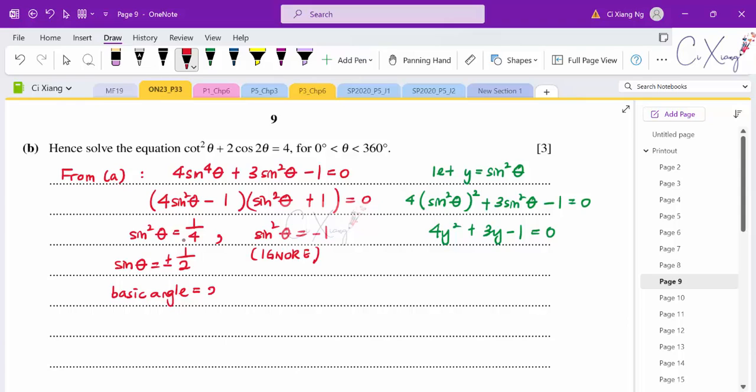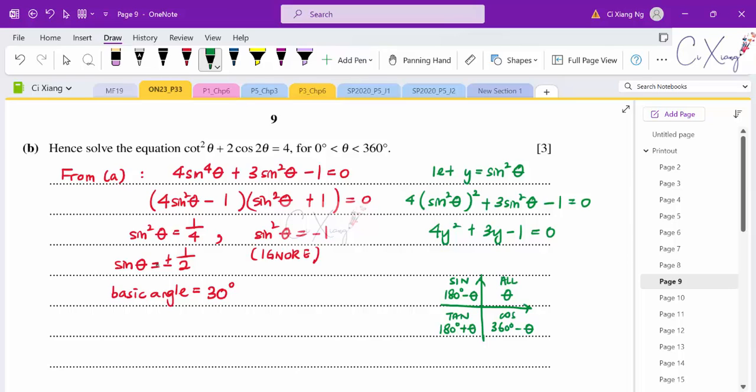So the basic angle for sine half is 30 degrees. If you have looked at the data here, it is stated from 0 until 360. That means you have to go through the 4 quadrants. The first quadrant is everything positive, second quadrant sine positive, third quadrant tangent positive, fourth quadrant cos positive. So to get the answer from the quadrants, first quadrant is the basic angle, second quadrant is 180 minus basic angle, third quadrant 180 plus basic angle, fourth quadrant is 360 minus basic angle.